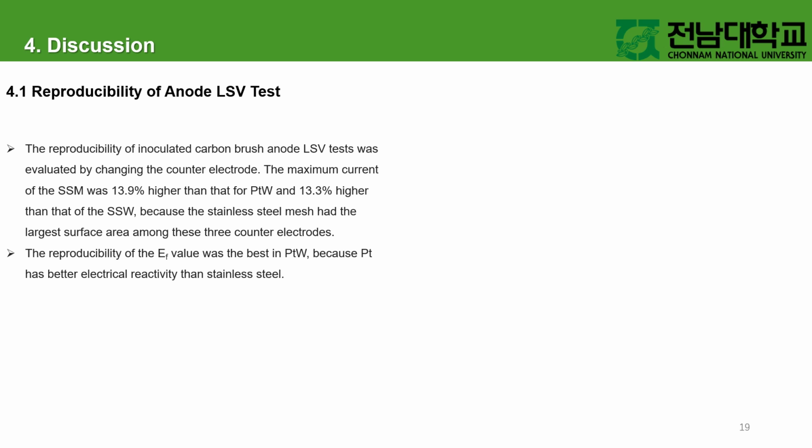Among these three counter-electrodes, the reproducibility of the EF value was the best in point W, because point W has better electrical reactivity than stainless steel. In the case of the maximum current, anode LSV tests showed excellent reproducibility when stainless steel was used.